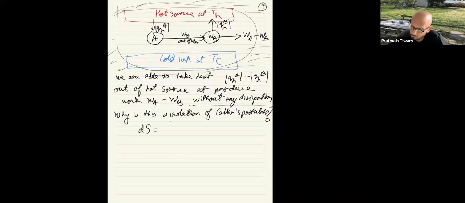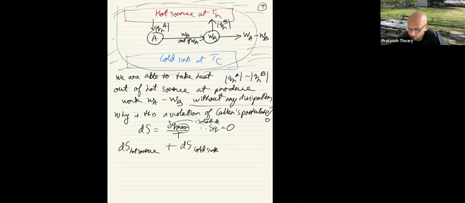Because dS is equal to delta Q reversible by T, right? So reversible already showed up, and on top of that, you are saying it's isolated. Therefore, delta Q is equal to 0, and it's a reversible process, right? So this means that dS hot source plus dS cold sink should be 0 if the whole thing is happening reversibly. What is dS cold sink in this case?